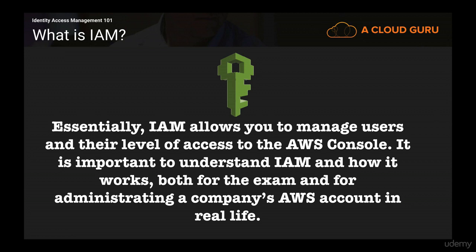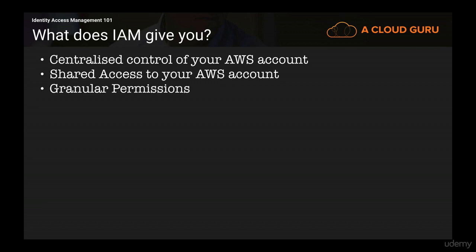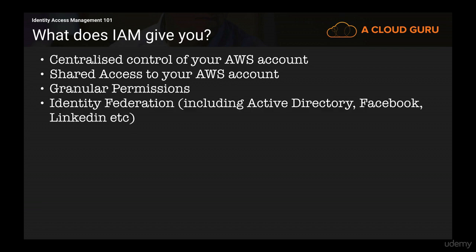It's important to understand IAM and how it works, both for the exam and for administrating a company's AWS account in real life. So this is one of the core concepts that you're going to need to understand going into the exam. So what does IAM actually give you? Well, it gives you centralized control of your AWS account. It gives you shared access to your AWS account. It gives you granular permissions. It gives you identity federation.